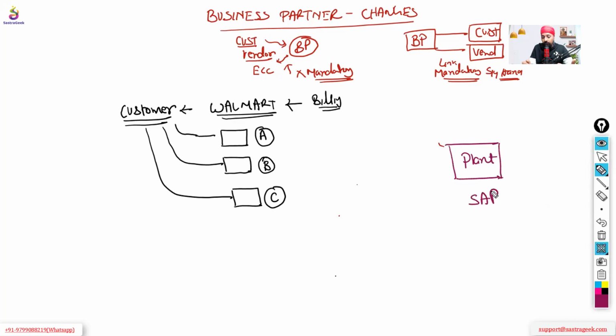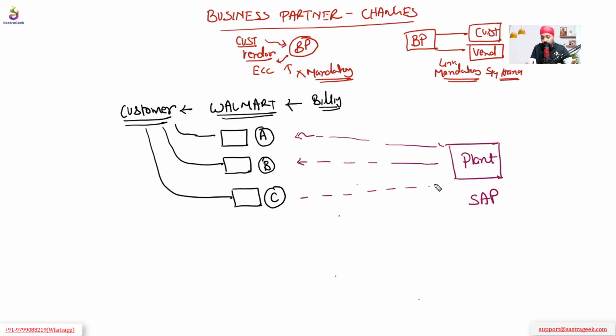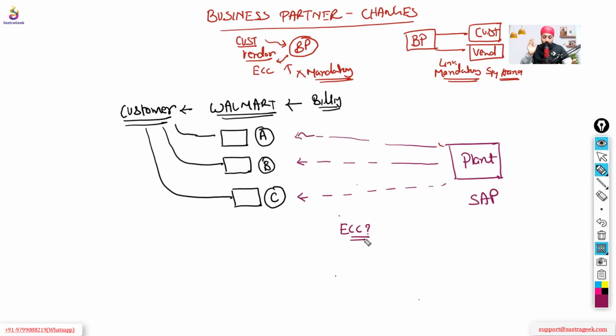From your SAP system, you need to distribute to this. Okay, let's talk about what you would be doing in ECC for this scenario. Now, at this point, if you want to speak, you can unmute yourself, or you can also put it in the chat window.